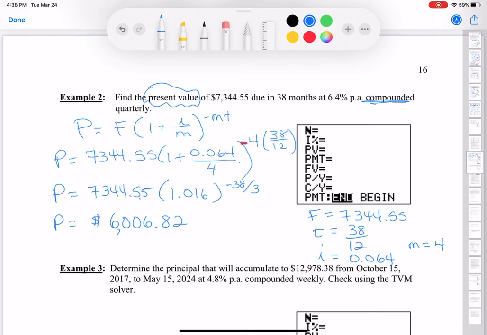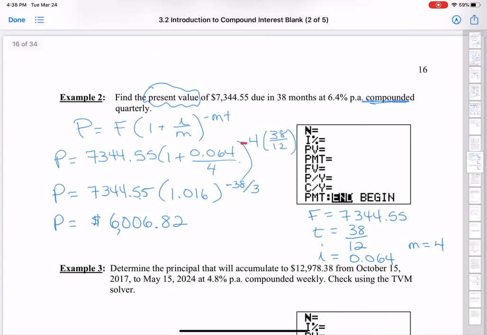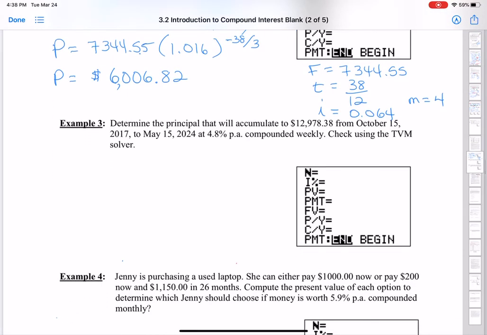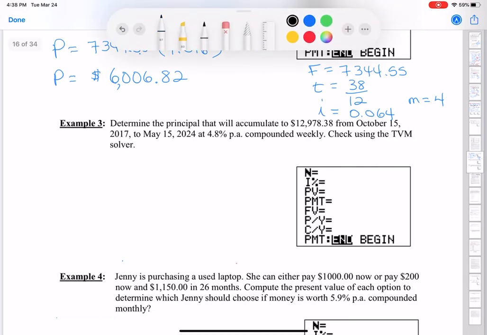All right, let's do one more together for this particular lesson. And let's look at a harder one where we actually have to count time. So it says determine the principal that will accumulate to $12,978.38 from October 15th to May 15th, 2024 at 4.8% compounded weekly. All right, so we're looking for principal, and principal is yet another way to say we want the present value.